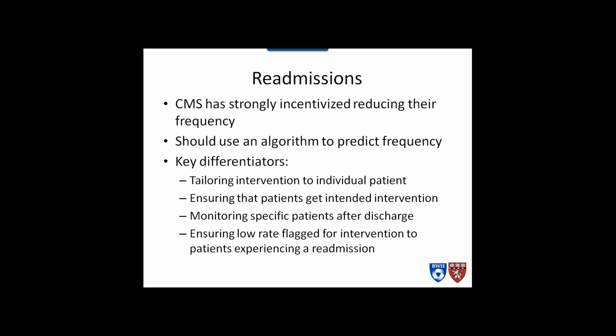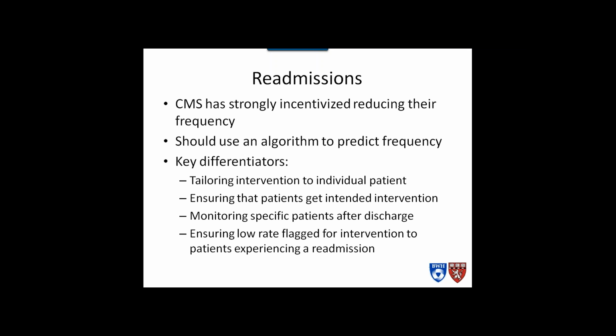The second important issue is readmissions, and the Center for Medicare and Medicaid Services has strongly incentivized reducing the frequency of readmissions. All organizations that are working on readmissions should use an algorithm to try and predict their frequency. The key differentiators here, I think, are tailoring the intervention to an individual patient. We had a set of 4 things that we were trying to do for everyone, but we found that we couldn't necessarily deliver on making sure that every patient who had been admitted got all 4 of those things. Individual patients often need just one of those 4 things.